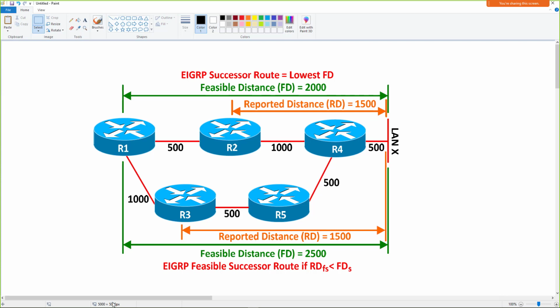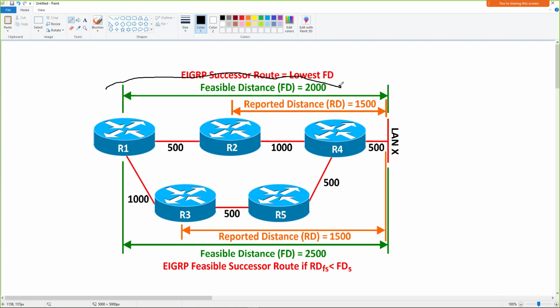So the top path has an overall path metric of 2,000. The bottom path has an overall path metric of 2,500. Well, whichever one is lowest is going to win, and that becomes my successor path. So the path through R2 becomes my successor route. That is the route that ultimately would go into the global routing information base, as well as the EIGRP routing information base. So we've got our routing path, right? And again, that's pretty straightforward.